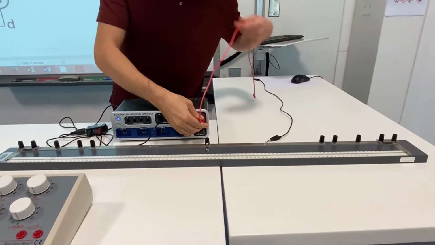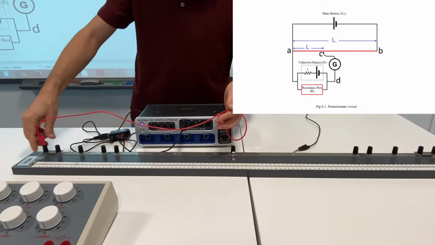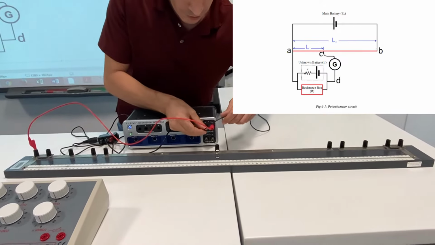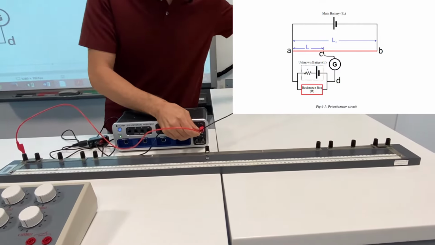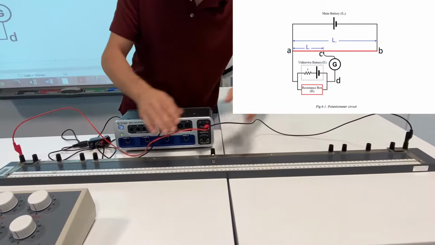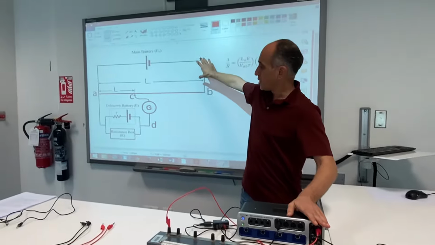Let's take a wire and connect it to point A, which according to our diagram is on the left side of the slide wire. The negative side of the battery is connected to point B, which is the right side of the slide wire. So we're done with the upper part of the circuit.